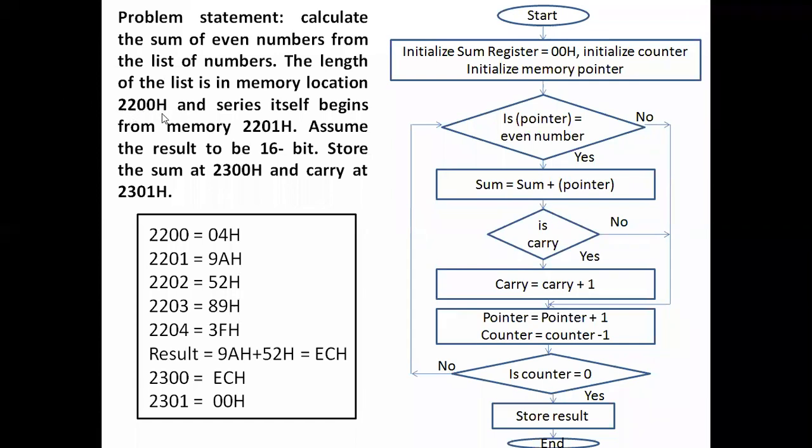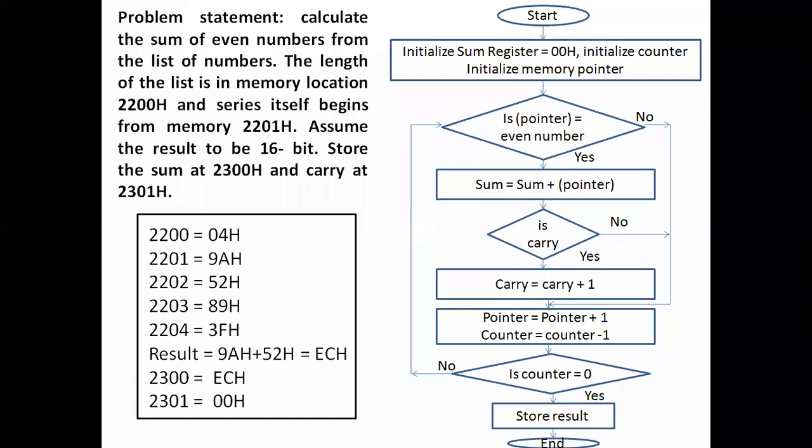So 2200 is the memory location which tells how many numbers are available, out of which you have to test how many are even, and you have to add all these even numbers. The numbers are available from 2201, and you have to store the result at 2300 and 2301.